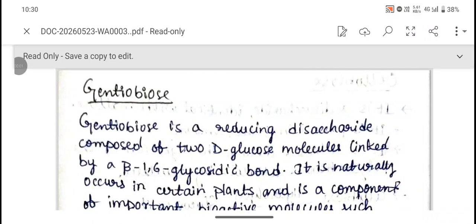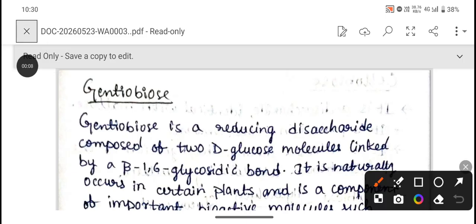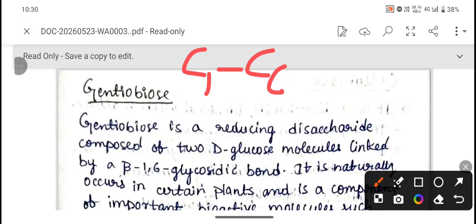Hello everyone. In this lecture we are going to discuss reducing disaccharides, especially the disaccharides which have C1-C6 glycosidic linkages. In the previous lecture we saw the disaccharides having C1 to C4 glycosidic linkage. So in this video we are going to discuss the disaccharides having C1-C6 glycosidic linkages, which again come under reducing disaccharides. The first one is Gentiobiose.